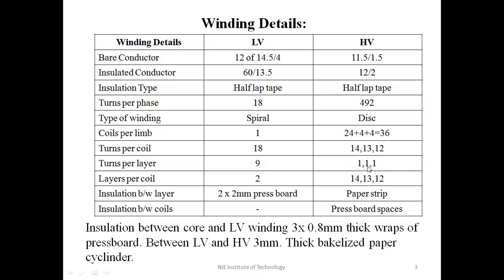Layers per coil will be 2 layers in LV, and in HV there will be 14, 13, 12 layers, and there is insulation between the layers. For example, in LV we have 2 layers, so the insulation between the layers is 2 by 2 mm press board, and in HV we have some paper strip, and insulation between coils also. So these are the winding details given. Next, the insulation between core and LV winding is given: 3 by 0.8 mm thick wraps of press board. Between LV and HV winding there is 3 mm of insulation, which is a thick bakelised paper cylinder. These are the given data here.